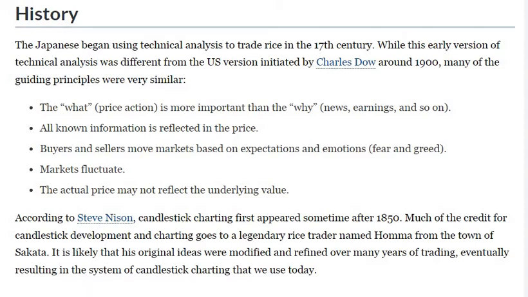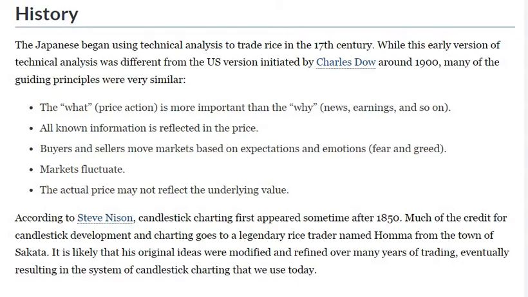The "what" is more important than the "why". The "what" represents price action, and the "why" represents the news, earnings, and so on. All known information is reflected in the prices. Buyers and sellers move markets based on expectations and emotions, which are fear and greed.